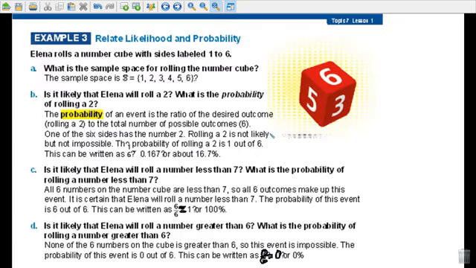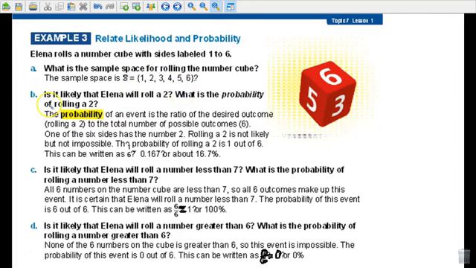Example 3, relate likelihood and probability. Elena rolls a number cube with sides labeled 1 to 6. What is the sample space for rolling the number cube? So the sample space are all the possibilities that we can get. So it's 1, 2, 3, 4, 5, and 6.